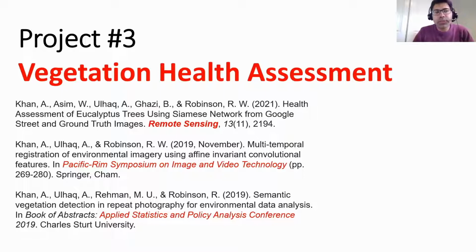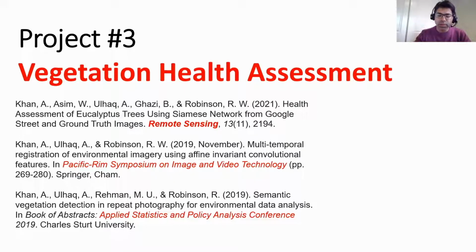The third project, which is a very large scale project that I'm working on, is vegetation health assessment, both in an urban setting and also outside in the regional areas. We have different kinds of vegetation, and there are many different projects going on. One is finding out the biomass of the vegetation. We are also looking at vegetation biomass over a year, like how different seasonal effects change it.